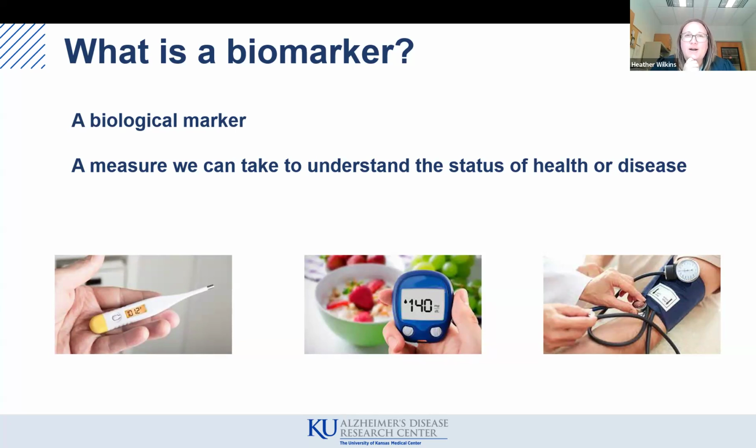Some really simple ones are taking your body temperature, and if you have a fever, you probably have an infection of some sort, a virus or bacterial infection. Taking a blood sugar lets us know what's going on with maybe someone who is diabetic. Taking a blood pressure is a biomarker of how your heart health is. So these are all technically biomarkers. They don't have to be a blood test. They don't have to be anything really complicated. It's just something that can tell us a piece of information that we need to know about someone's health or disease status.